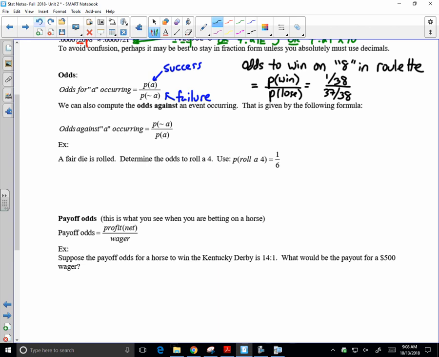All right, this simplifies down to 1 over 37. But we would also say 1 colon 37, or even write it out as 1 to 37. All right, they all mean the same thing. 1 win to 37 losses. 1 way to win, 37 ways to lose.